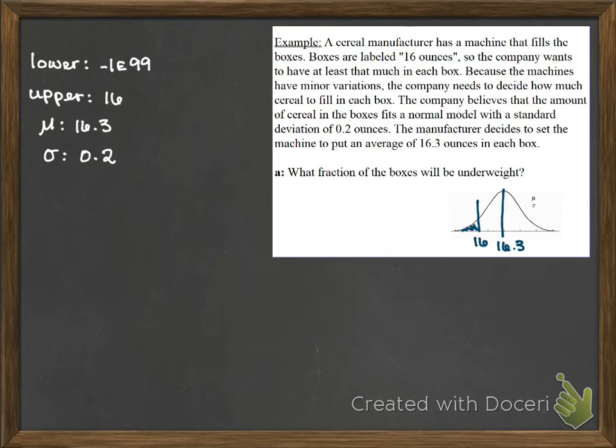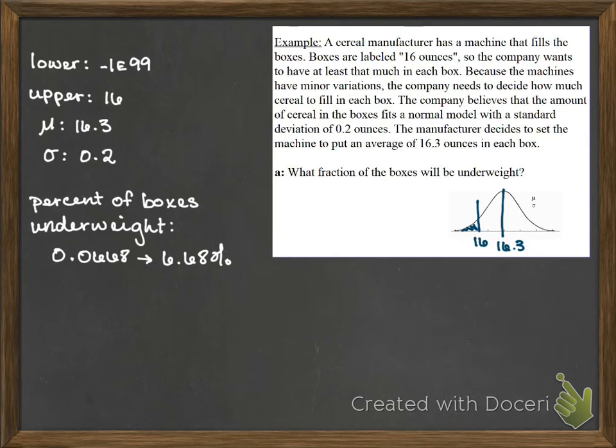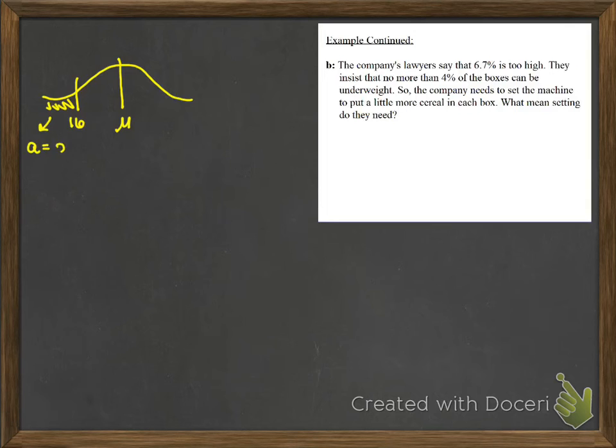So if you notice, our tail goes to the left, so that is negative infinity. So we put in negative 1E99. Our upper, we stop at 16. The mean in this question is 16.3, and our standard deviation is 0.2. So when we put those in, normal CDF, go down to paste and press enter 2 times, we get the percent of boxes that are underweight is 0.0668 or 6.68%.